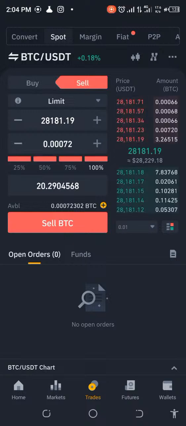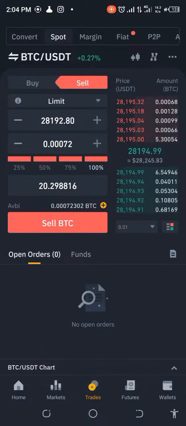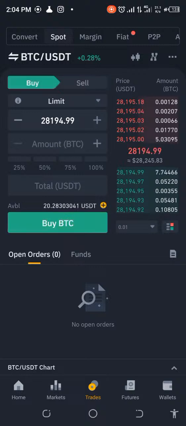So what do we have here? We have 20.29. This is awesome. Let's go ahead and do our screenshots, and then make sure that everything is there. Put 100%, and then go ahead and sell BTC. Awesome, awesome, beautiful. You can see that is success already. How much do we have?